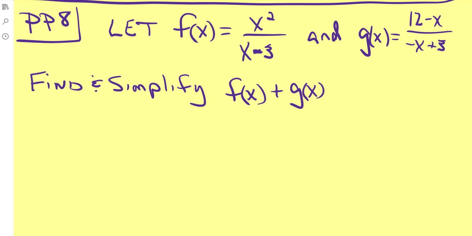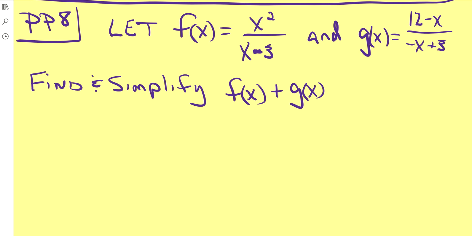All right, let's see what we've got here. They like to throw us off by writing this out in words, but we are not afraid. Let f of x equal x squared over x minus 3 and g of x equal 12 minus x over negative x plus 3. Find and simplify f of x plus g of x.